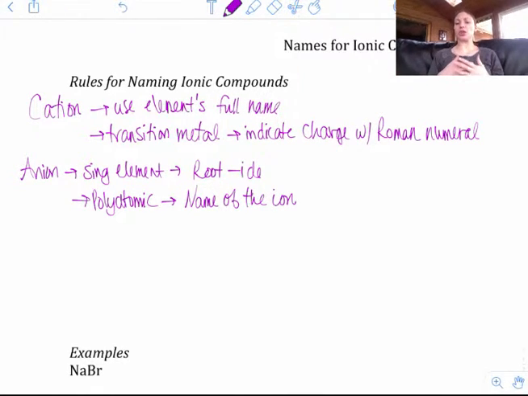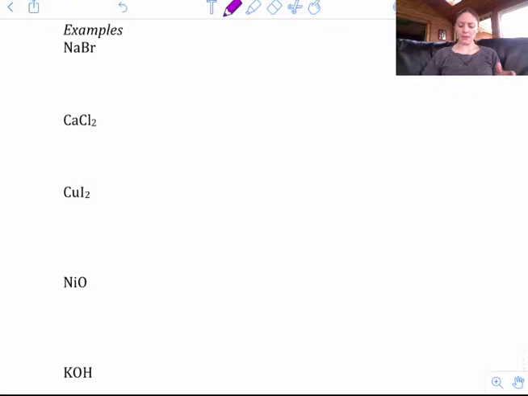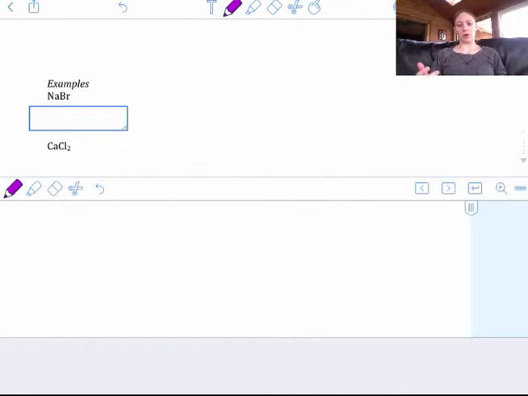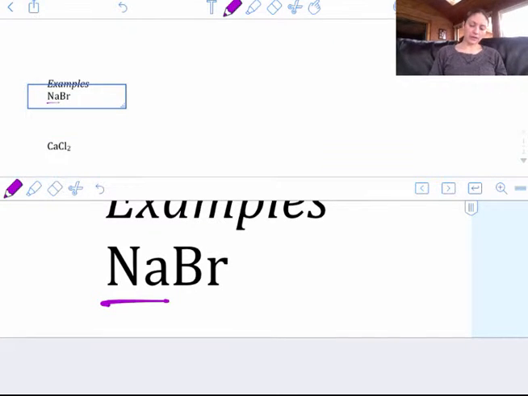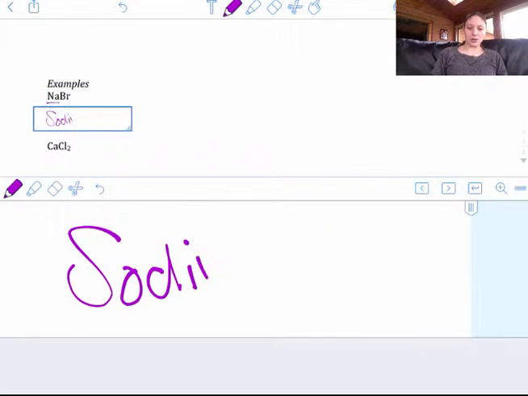So the only way you really get good at these is doing a bunch of examples. So we're going to start and do some examples here together. Alright, so let's look at NaBr. The first thing I look at is, okay, what's the cation part? Well, the cation is the metal. So I see my metal there. Well, what metal is Na? Na is sodium.